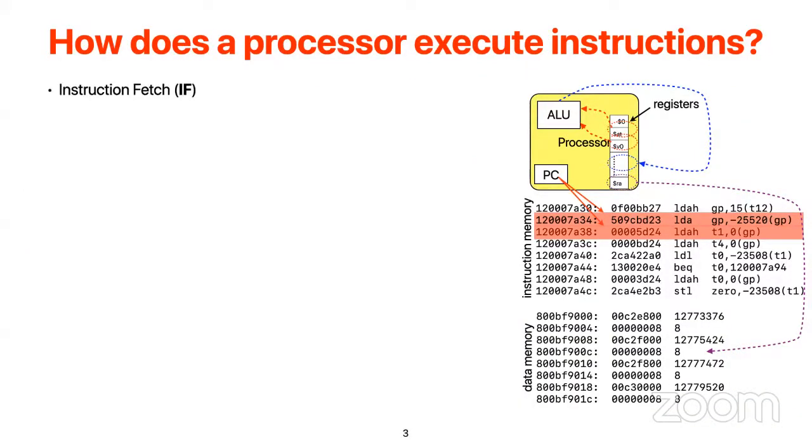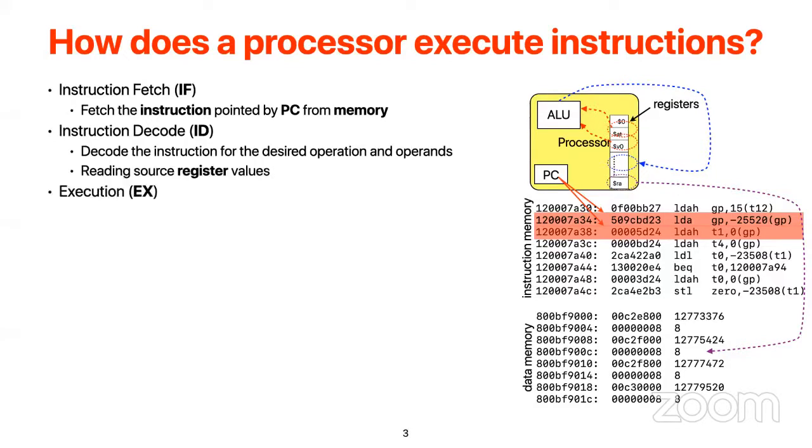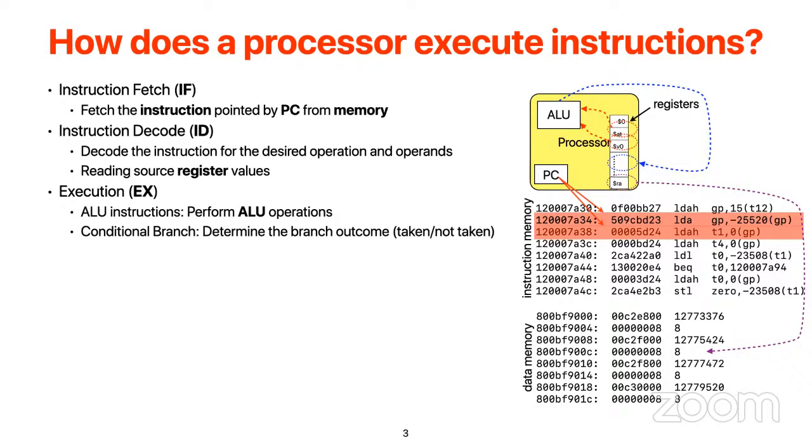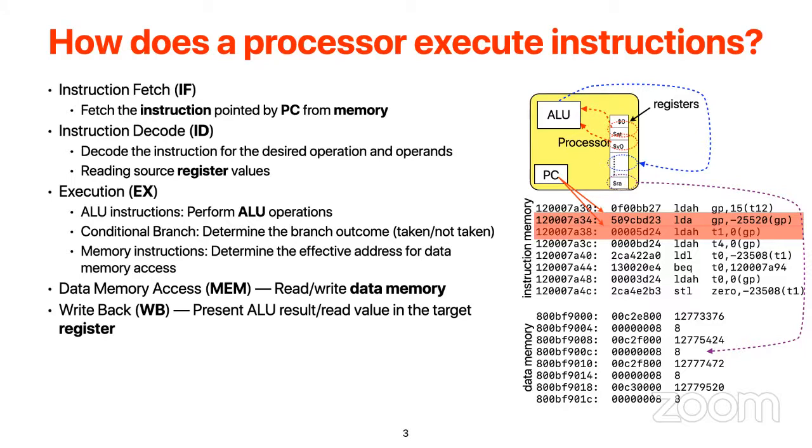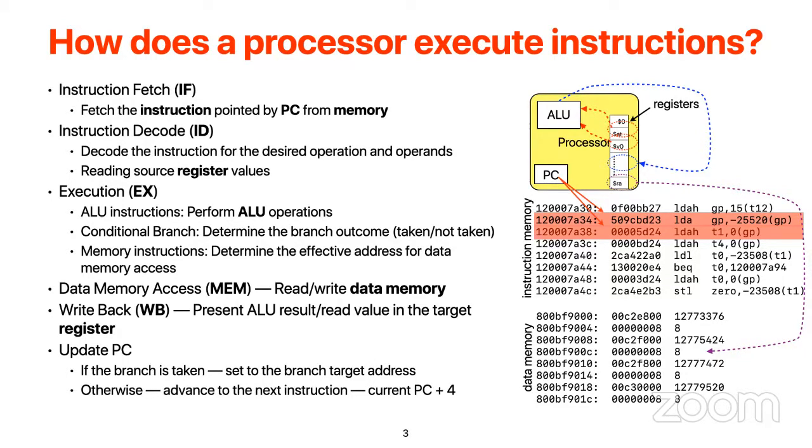And to execute an instruction, you have to go through instruction fetch, decode, execution stage, memory, and write back. And you also need to maintain the PC correctly if there is a branch. If the branch is taken, it will be the target address. Otherwise, it should be PC plus 4.